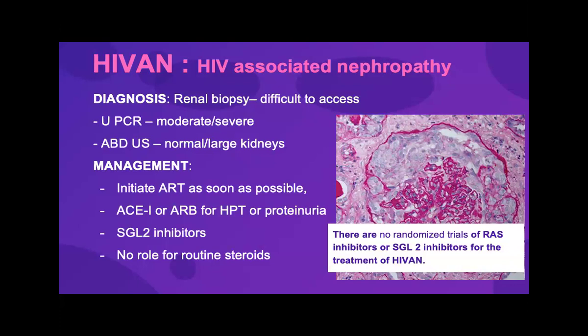So management is just initiating ART as soon as possible. If they have associated hypertension or significant proteinuria, they should be started on an ACE inhibitor or an ARB. And if not controlled, you can consider an SGLT2 inhibitor, which we don't have access to in public currently. Just to note, there are no randomized trials on RAS inhibitors and SGLT2 inhibitors for the treatment specifically of HIVAN. But based on the small studies that have been done and their favorable profile, and the evidence that supports their use in other forms of CKD, it is still recommended as treatment for HIVAN.